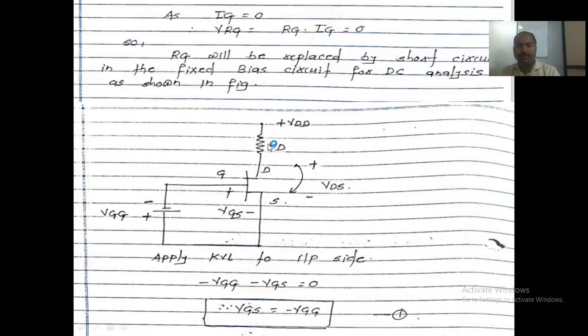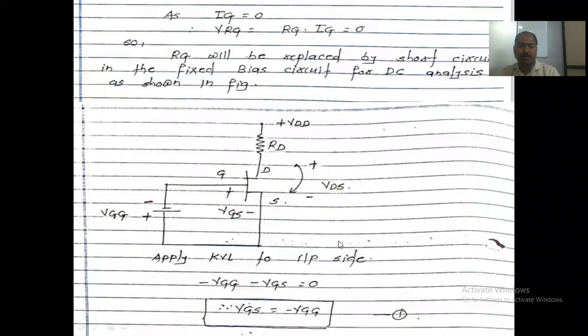When we analyze this type of circuit, we apply KVL at the input and output sides. This is the input side and this is the output side. On the input side, we apply KVL, and only two terms, VGG and VGS, appear. Starting with VGG, it is minus VGG, and then minus VGS, so minus VGG minus VGS equals 0. Moving VGS to the other side, VGS equals minus VGG. This is the input equation.